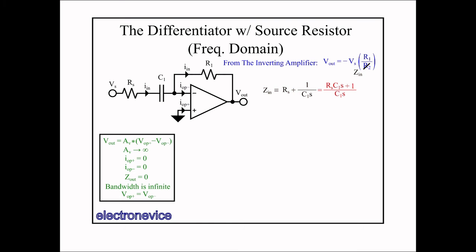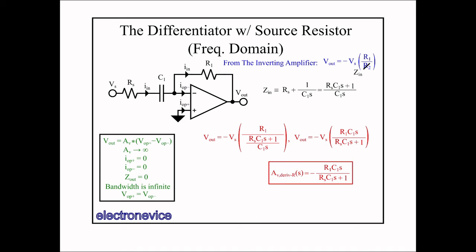Simplifying Zin and substituting it into the inverting amplifier gain equation, we get the following expressions for Vout and the gain. Here we see that the equation results in a 0 at 0 frequency and a pole at frequency 1 over Rs C1 radians per second. This indicates that the circuit will act like a differentiator at low frequency, but as that pole comes into play, it will cancel out the 0, and the resulting circuit will be at a fixed gain at high frequencies. Let's look at these two frequency regimes to see what the approximate gain is for each regime.